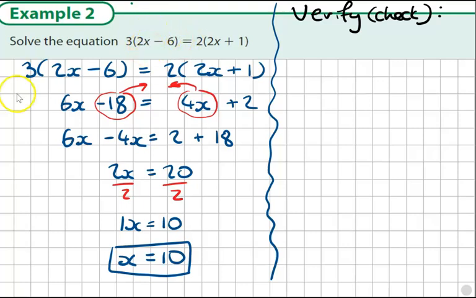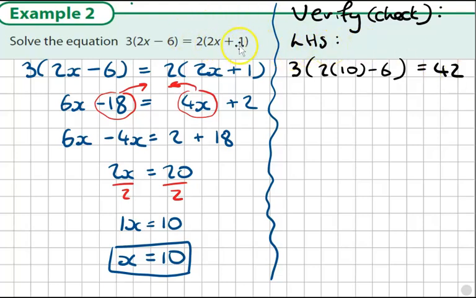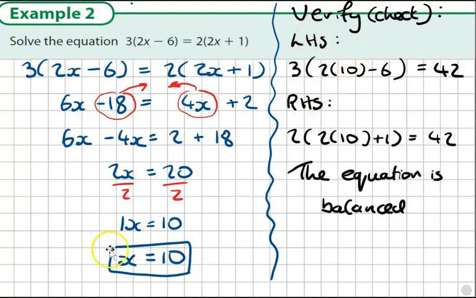So I'm going to replace the x with a set of brackets, and I'm going to put 10 into the brackets. And you can just stick it straight into the calculator. You get 42. So LHS, left-hand side. Then I'm going to do the right-hand side. So I'm going to write it out again, replacing the x with a set of brackets, and again putting 10 into the brackets. And into the calculator, we get 42. So since the left-hand side is equal to the right-hand side, the equation is balanced, so we know that we are right. So we know that x is indeed the solution.